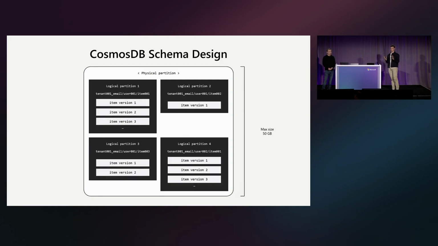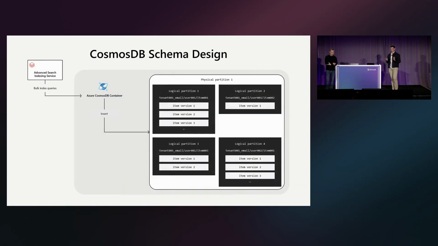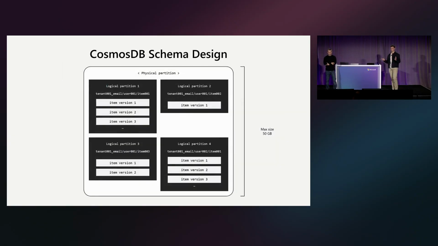Once we have the logical partition constraint figured out, we need to understand how this data is organized in the physical hardware at the infrastructure layer. So Cosmos Database has physical partitions. You can see that we have documents within logical partitions and logical partitions within a physical partition, each physical partition having a max size of 50 gigabytes. And so again, you'll say, aren't we gonna run into that 50 gigabyte limit?